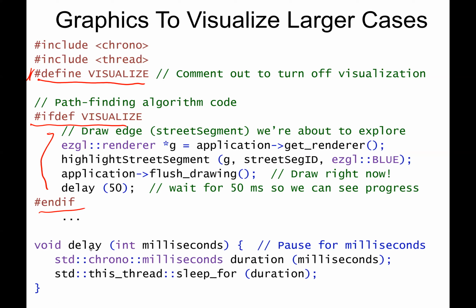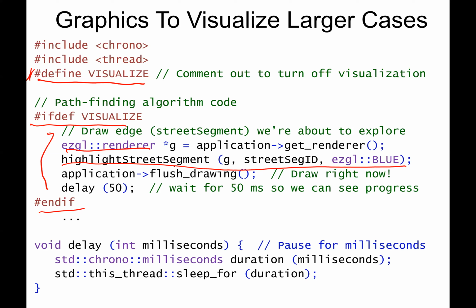Okay, what does the visualization code actually look like? We're basically saying, give me the EasyGL renderer, and then we say we're highlighting street segments. So we're just saying draw a street segment, and it's a street segment we're about to explore. In our animation solutions, I think when we're taking something out of the wavefront, we draw the street segment that we used to get there. So that's what you're actually seeing.